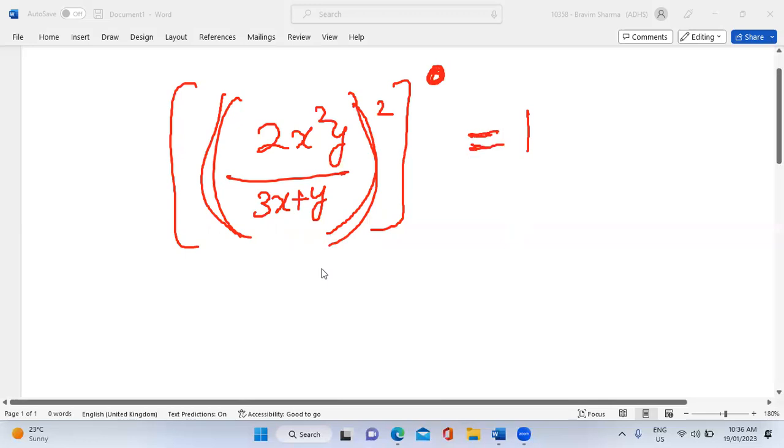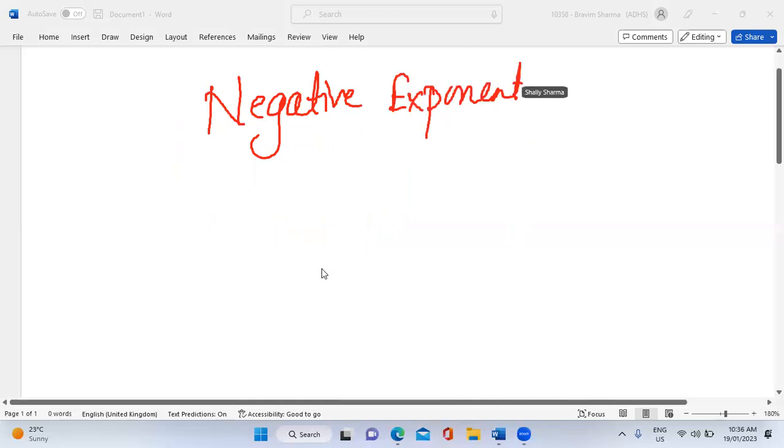Then comes negative exponents. Negative exponent values. To understand this concept of negative exponent value, please watch the next lesson, which is going to come very soon.